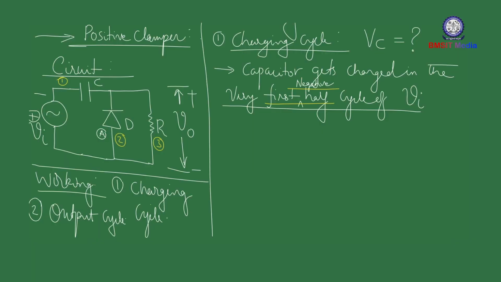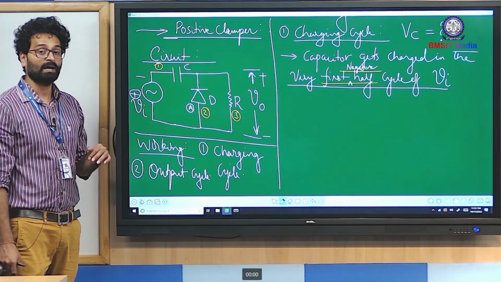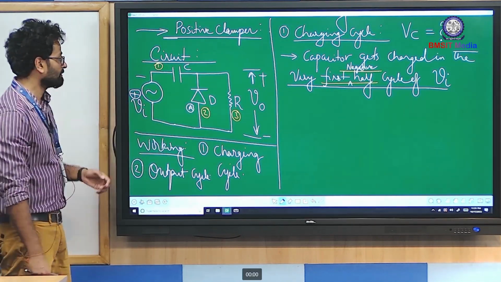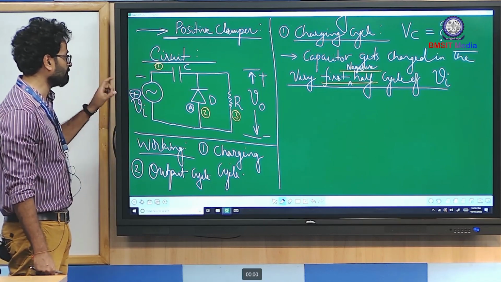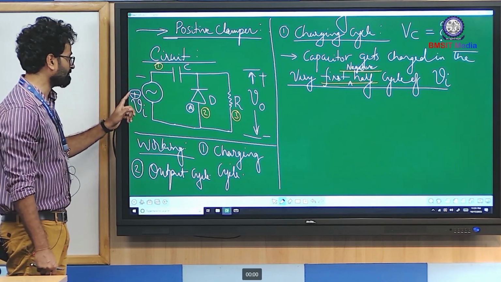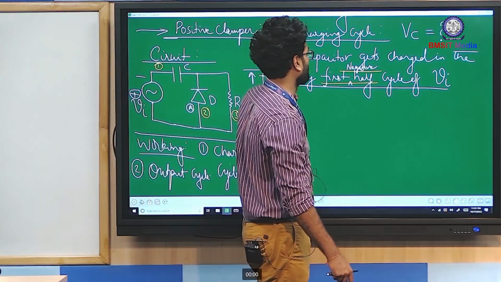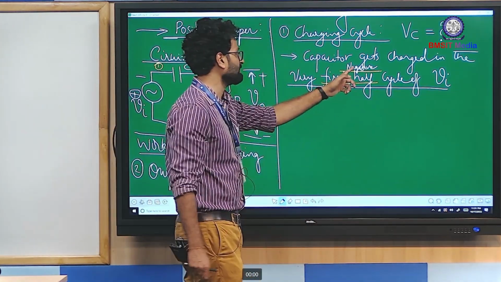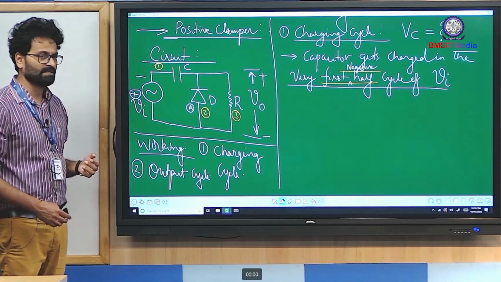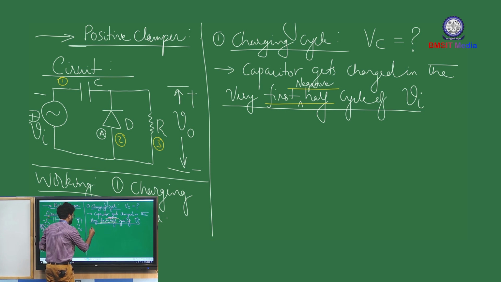So in case of positive clamper, you have to identify the half cycle of the input which will forward bias the diode D. If you begin with a negative half cycle of Vi, you would see that in the very first negative half cycle, the diode is forward biased. So that's what I have written in the summary over here. The capacitor gets charged in the very first negative half cycle of Vi. Once the capacitor gets charged, you will be able to find the voltage. Let's see how exactly we determine the voltage.